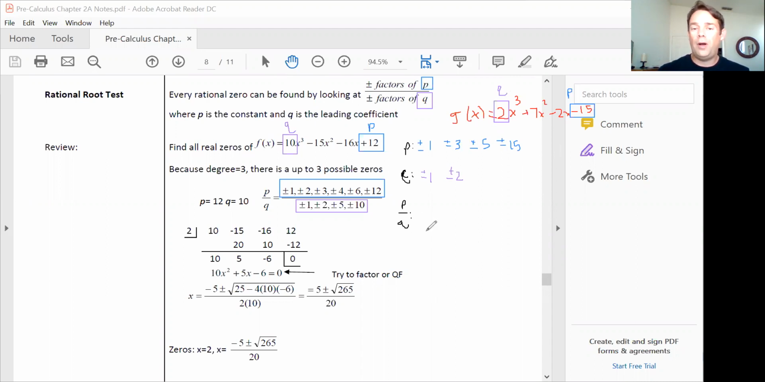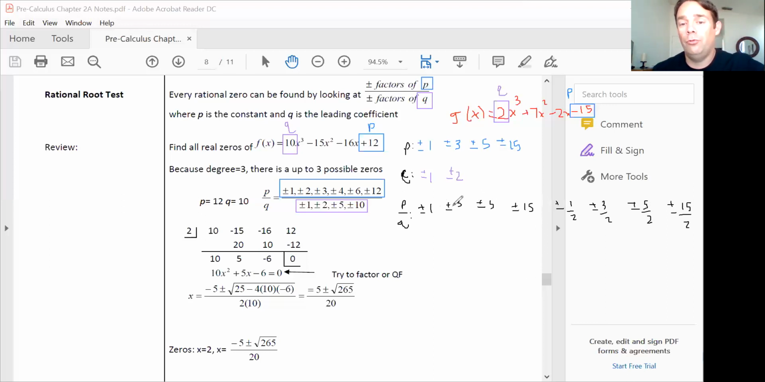So all of the possible rational roots will be all of our p's. So 1 over 1, 3 over 1, 5 over 1, 15 over 1, and then we have 1 over 2, 3 over 2, 5 over 2. And guys, I don't think you're going to understand how big a deal this was for mathematicians. Because up until this point, again, we didn't have graphing calculators. So we had an infinite number of possibilities.